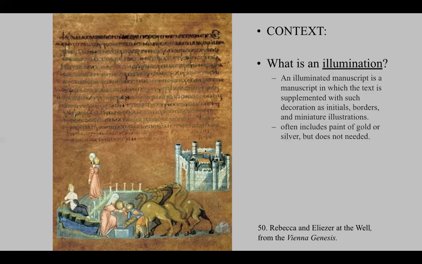Okay, so it's what we call an illumination. An illumination is an illustrated manuscript. It often would have things like initials, borders, miniature illustrations. Miniature just means small illustrations. Sometimes we also use the word miniatures to talk about these illustrations in books. And often they were painted in gold or silver, but they don't have to be. Often we call them illuminated manuscripts, but illuminated manuscripts are the ones with gold and silver.